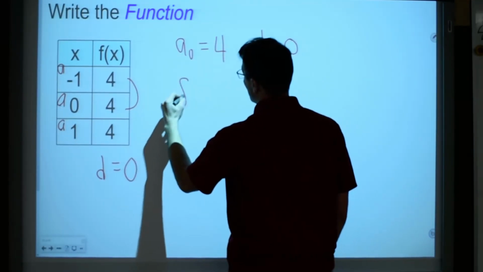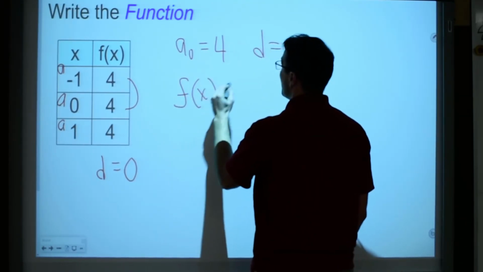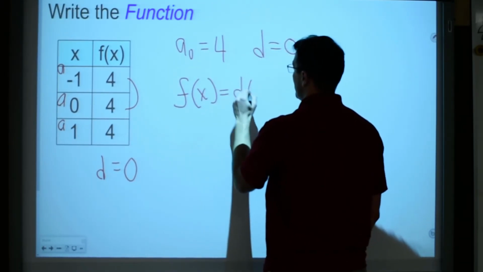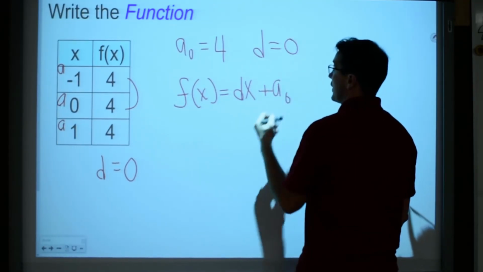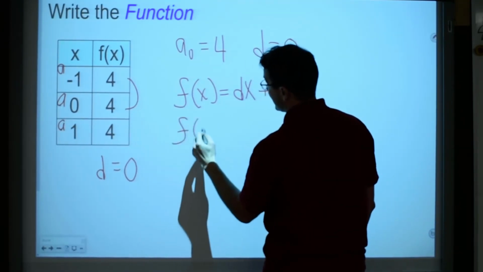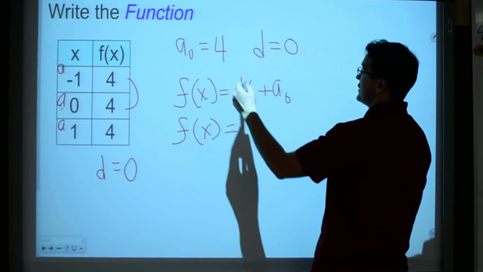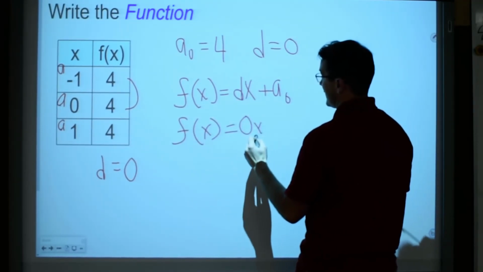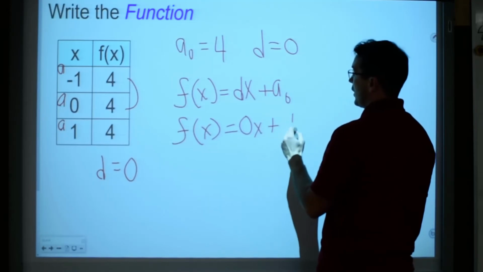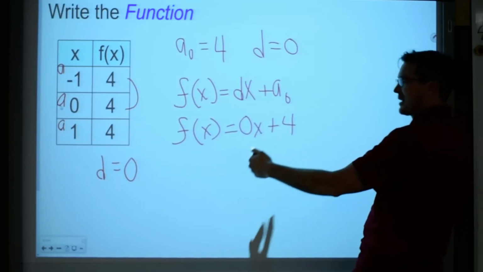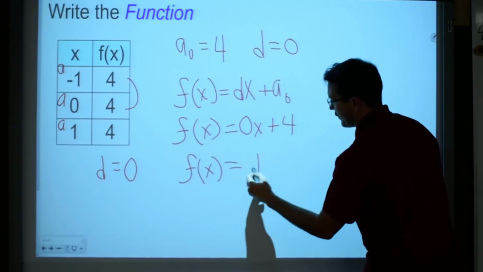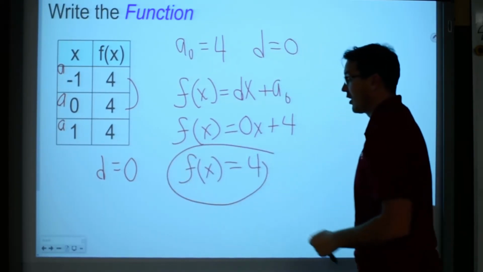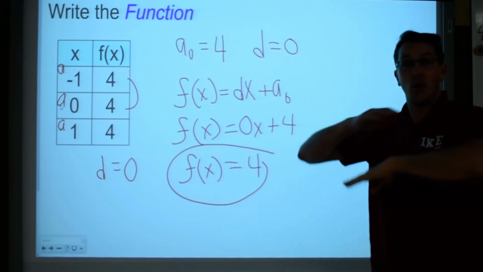And so if I have a common difference, then it's linear. And linear functions are f of x equals the difference times x plus a sub 0. And now I just have to substitute in: f of x equals the difference, which is 0, times x plus 4. And I probably shouldn't leave it like that. This is where we end up going f of x equals 4, because 0 times anything is 0, and I just get 4, which is what we call a horizontal line.